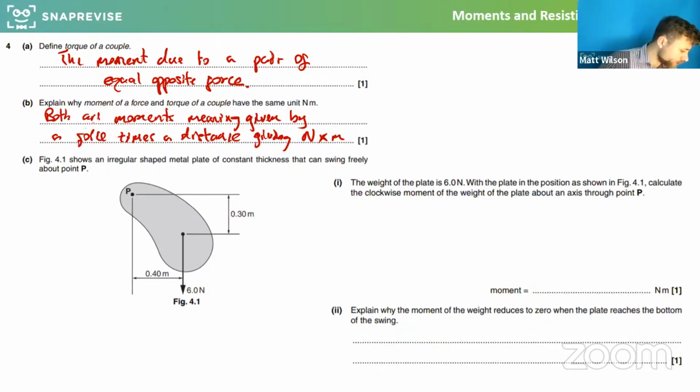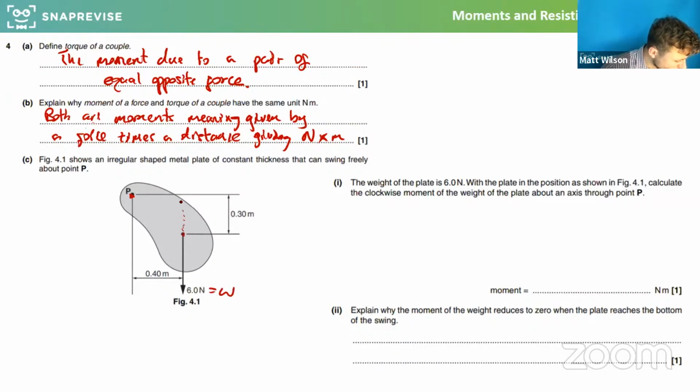Figure 4.1 shows an irregular shaped metal plate of constant thickness that can swing freely about point P. The weight of the plate is 6 newtons. With the plate in the position as shown in figure 4.1, calculate the clockwise moment of the weight about point P. Well, here's point P. Here's the weight that we want to calculate the moment of.